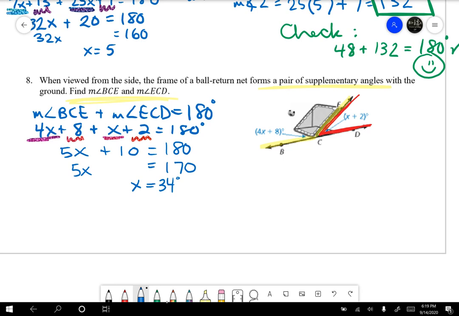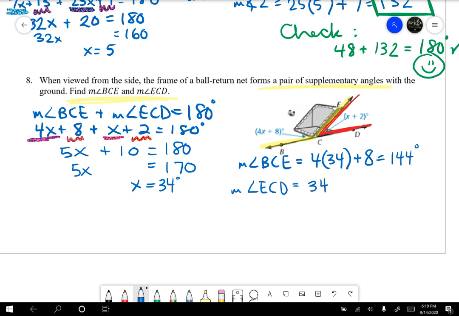So BCE is equal to 4 times the x I found plus 8, and the x was 34. So if I multiply those, that's 136 plus 8, so that gives me 144 for the big one, which looks like it's big like that. And then ECD is x plus 2, so it's 34 plus 2, 36.